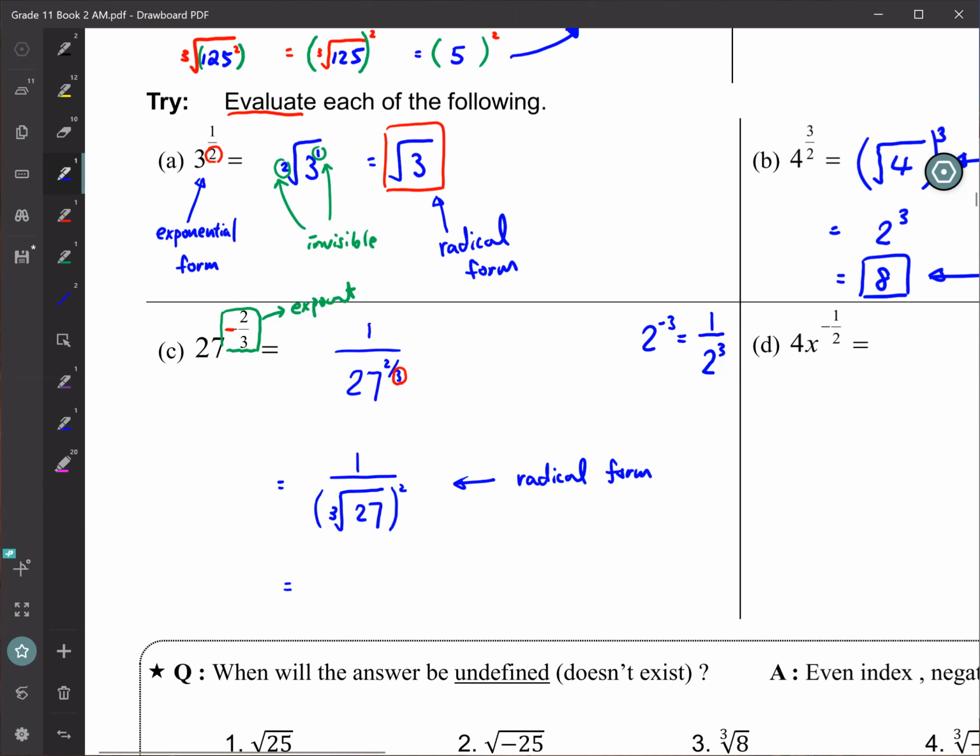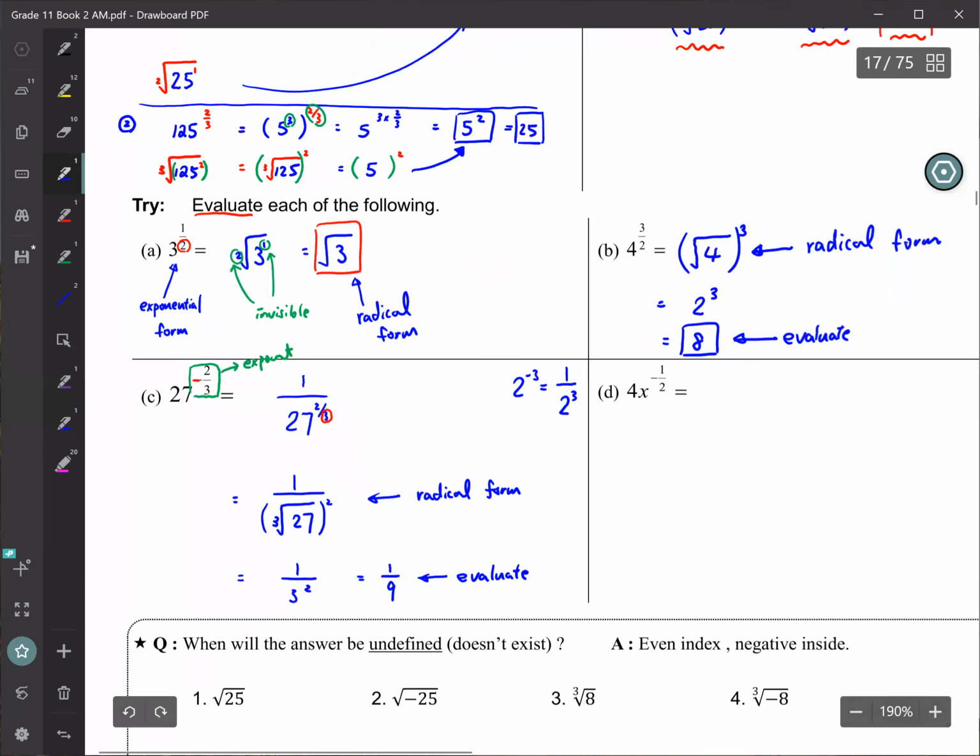Okay, Nathan, how do you continue from here? You would do the cube root of 27, so it would be 3, and then you would do 3 squared to be 1 over 9. Yeah, very good. So 3 squared will give you 1 over 9. So 1 over 9 will be the answer for evaluate. Okay, so two different answers depending on what they ask.